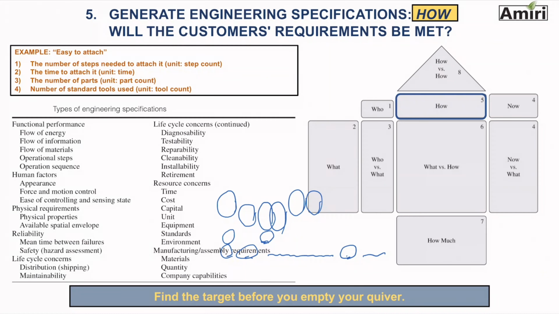Maybe some of these can inspire you to come up with a good set of engineering specifications, and so on. Also, I gave you an example up top of, hey, if a customer says something, like "easy to attach," what can you develop for it? And here are, for example, 4 engineering specifications that you can develop for that easy to attach customer requirement.